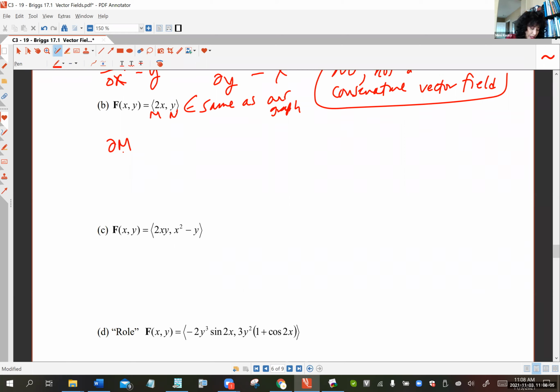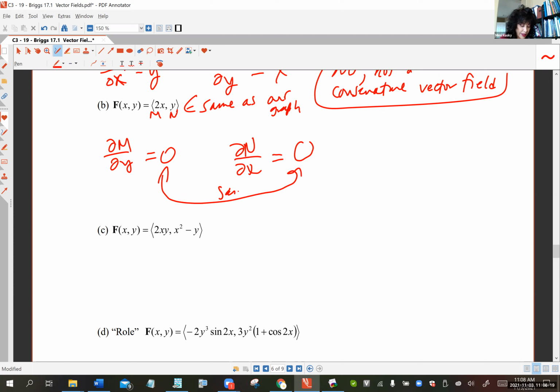So let's get dM/dy. The partial derivative of 2x with respect to y is 0. Fine. Let's get dN/dx. Well, the partial derivative of y with respect to x is 0. Are these the same? Yep, they are. So yes, it is a conservative vector field. Now, what does that mean? Go get mama.